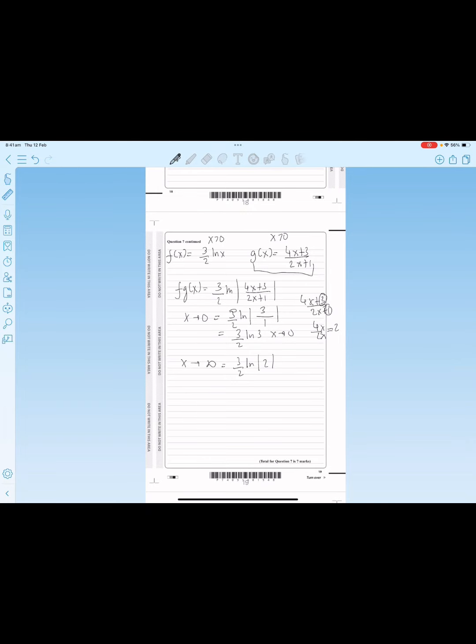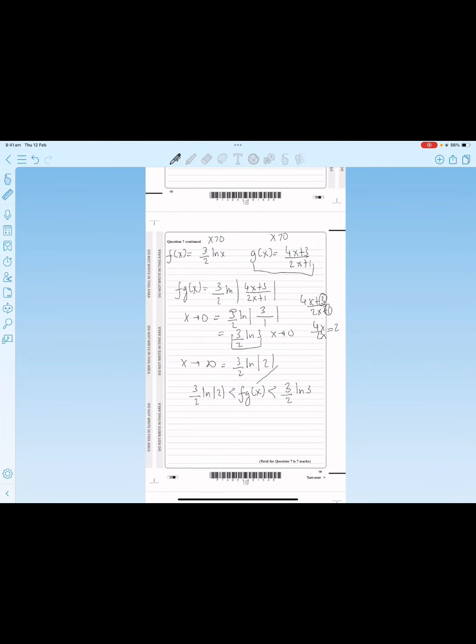So now I know that when x approaches 0, or when x is very small, it's 3 over 2 ln 3. But it does not reach this value. And as x keeps getting larger and larger, it becomes closer and closer to 3 over 2 ln 2. But it does not reach it. Therefore, your inequality would be that 3 over 2 ln 2 is less than fg of x, which is less than 3 over 2 ln 3.